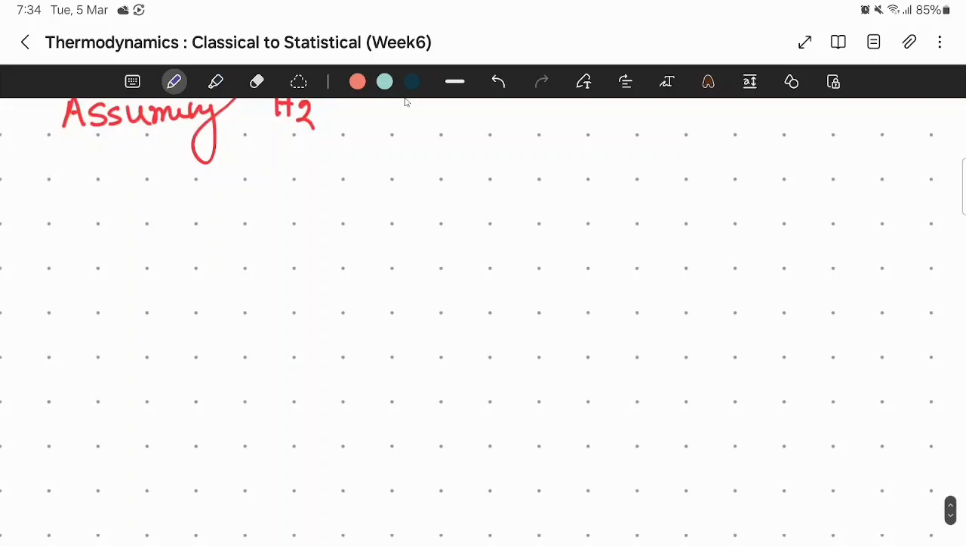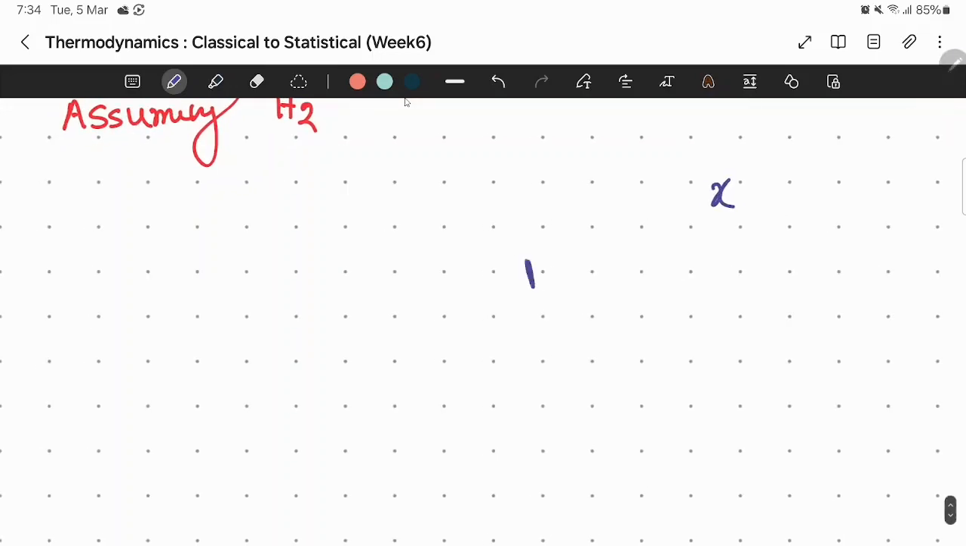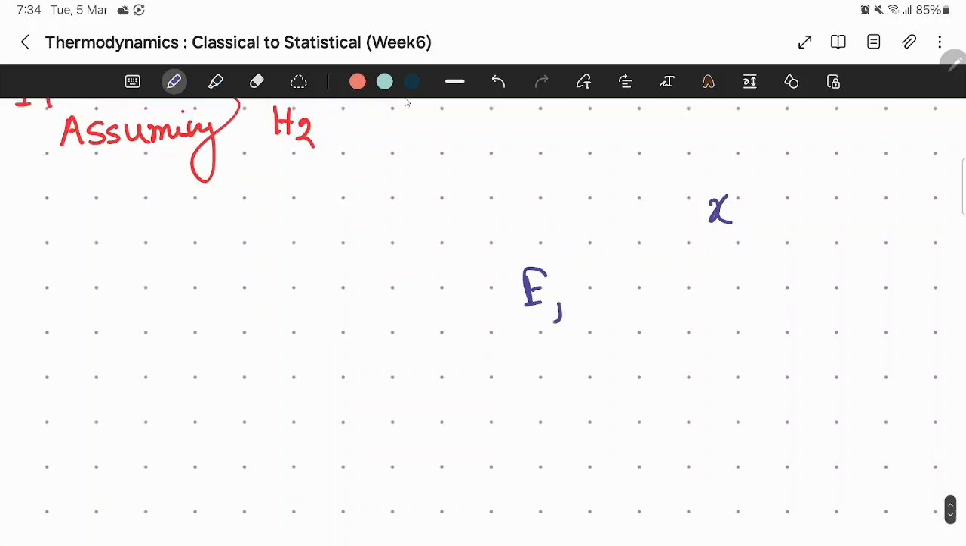Suppose I'm saying X, this is the rotational energy. There is a form of rotational energy, right? The form is like Ej equal to J into J plus 1 divided by I square, something like that. So see, this is the X. If X is 10 to the power 5, I don't know, I'm just saying. It's not on the scale.